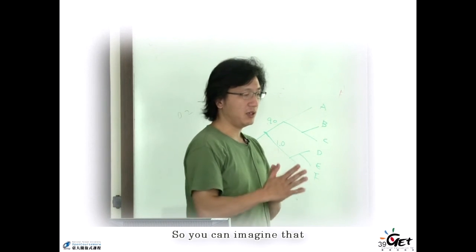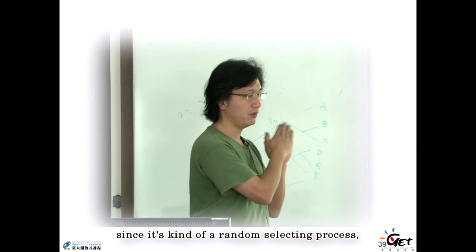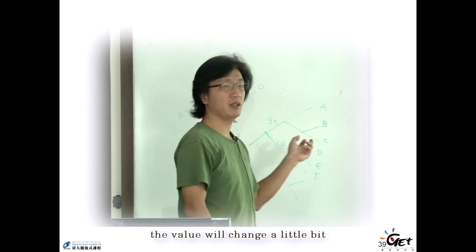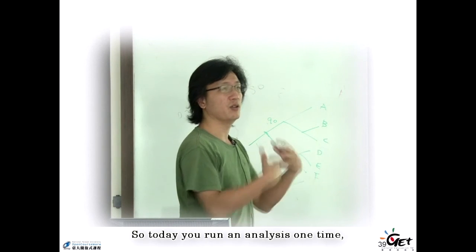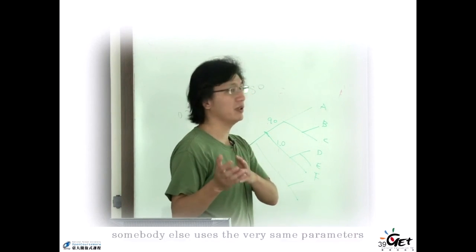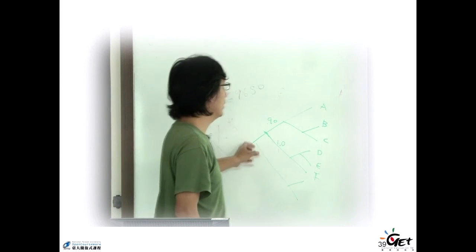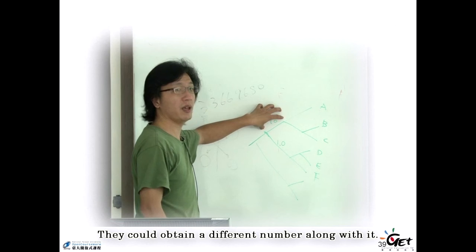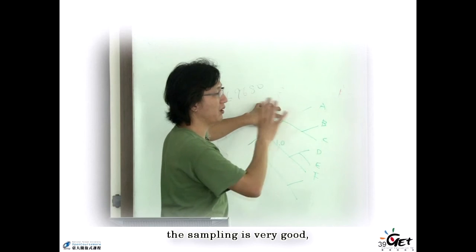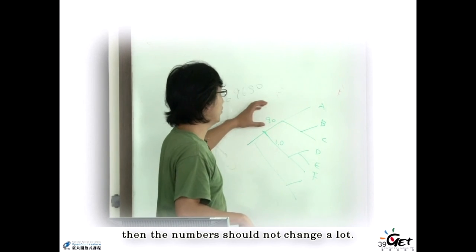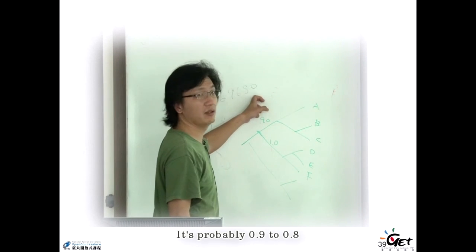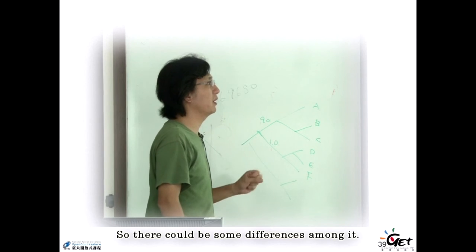So you can imagine that since it's a random selecting process, the value will change a little bit every time you run the analysis. Today you run the analysis one time, and somebody else uses the very same parameters to do the Bayesian inference. They could obtain a different number. But theoretically, if the sampling is very good and the number of samples is really large, the number should not change a lot. It's probably 0.9 to 0.8. So that could be the difference among runs.